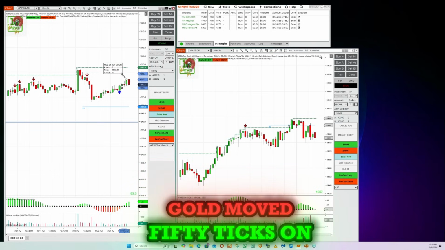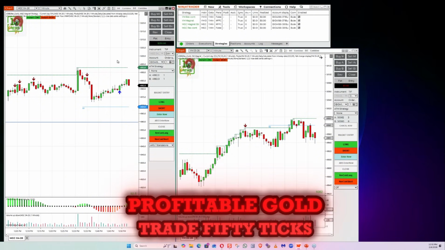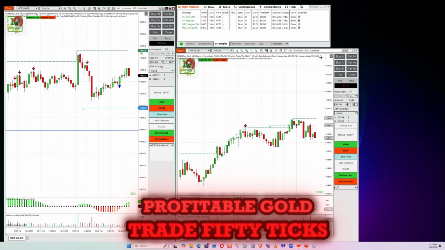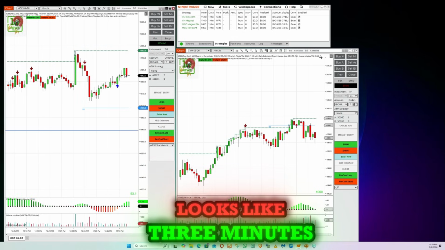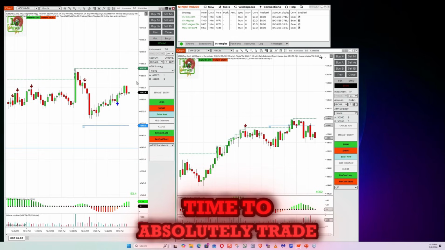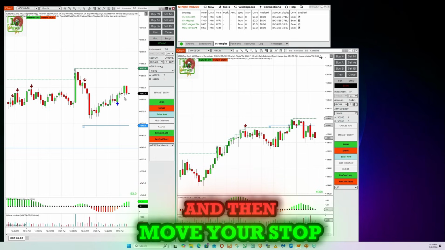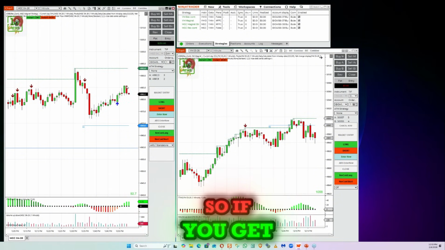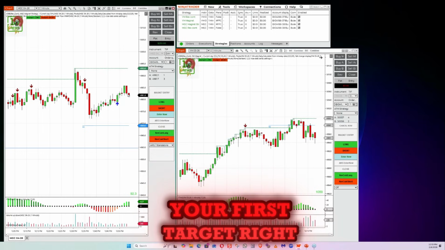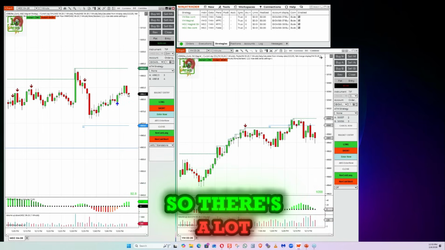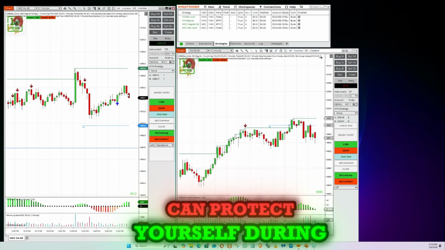Gold moved 50 ticks on that signal. That's a pretty profitable gold trade, 50 ticks. And that took looks like 3 minutes. So there was enough time to absolutely trade that for a profit and then move your stop to safety. So if you get a reversal like you're seeing now, at least you protect your first target, right? So there's a lot of different ways that you can protect yourself during a trade.